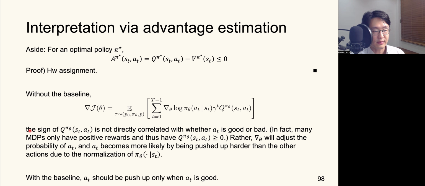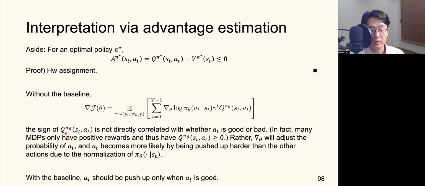Now, let's imagine we did not have the baseline, because our theorem states that even without the baseline function, we would still get an unbiased estimate of the gradient. So if we eliminate the baseline function V phi, this would still be an unbiased estimate. Now, the problem with this approach is that the sign of the Q function is not directly correlated with whether an action a_t is good or bad. In fact, a lot of MDPs only have positive rewards. So the game is whether you can get a lot of positive reward or a small amount of positive reward. In those cases, if an MDP only has positive rewards, then the Q function will necessarily be non-negative, so the Q function will always be positive.